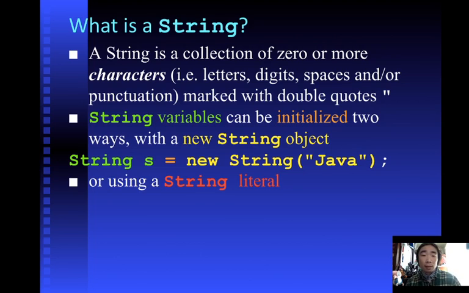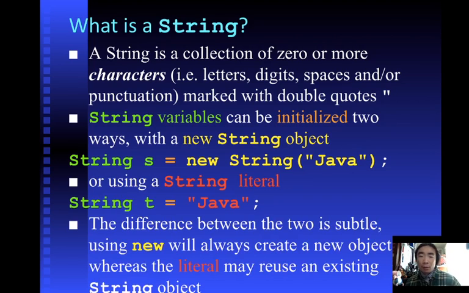The second way is using the string literal. So that looks like String t equals "Java". There's a subtle difference here. The new word will always create a new object, and the second way, using the literal, may reuse an existing string object.